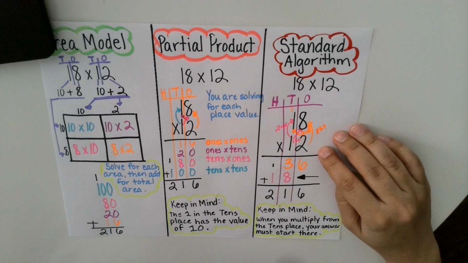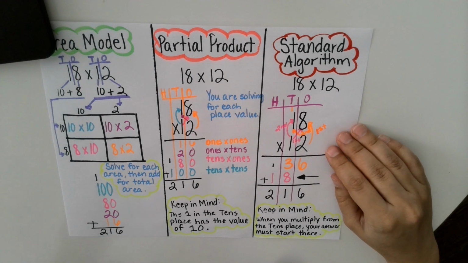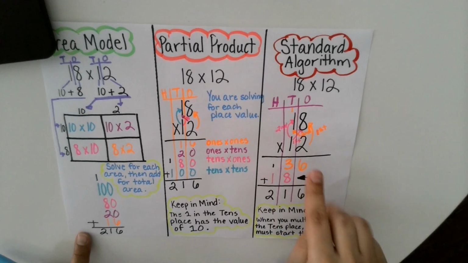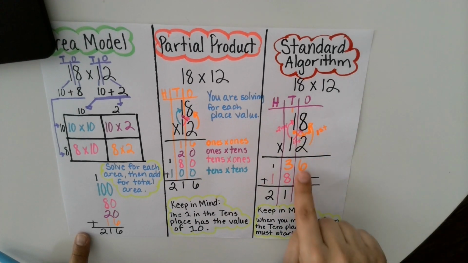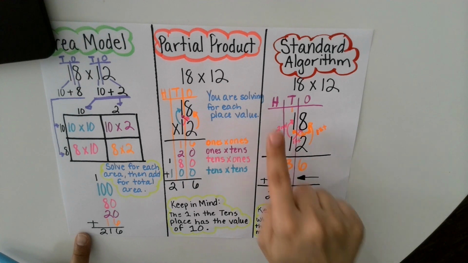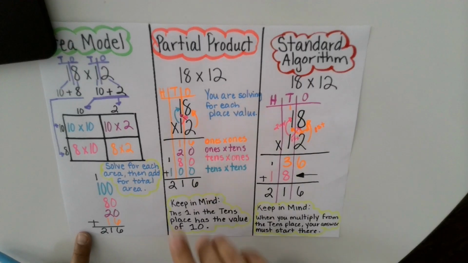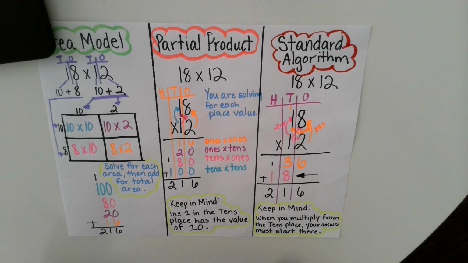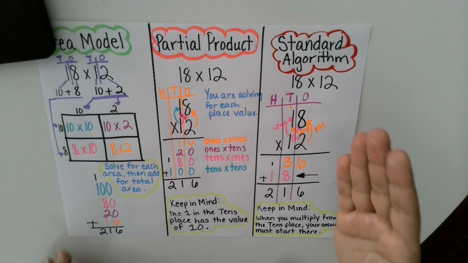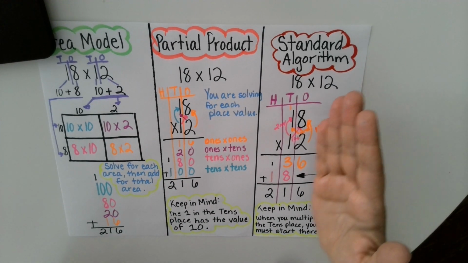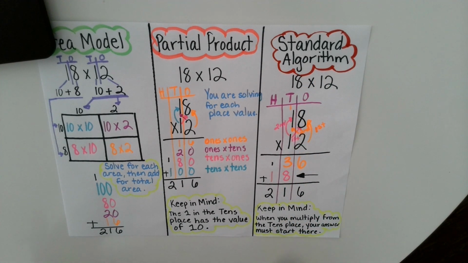When we go to solve for standard algorithm, it is the same thing we did for partial product. We are starting with our bottom number in the ones place. You can see here that I always draw a place value chart. Why? Because I think it simplifies things. It helps remind us that when we're in the ones, it only has a value of 1. When we're in the tens, it now has a value of 10.